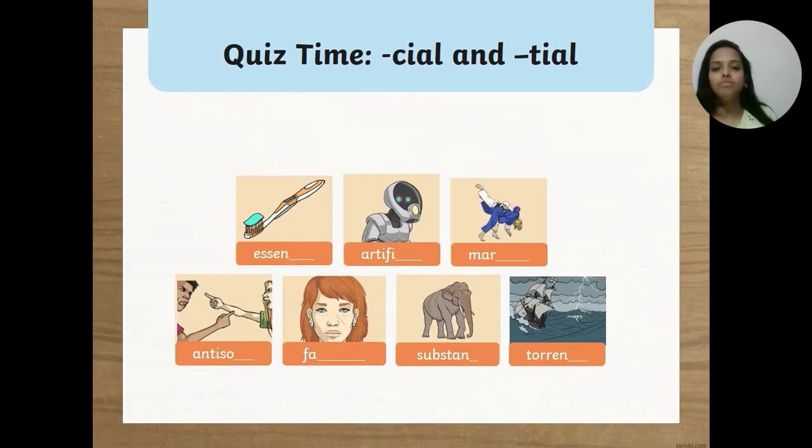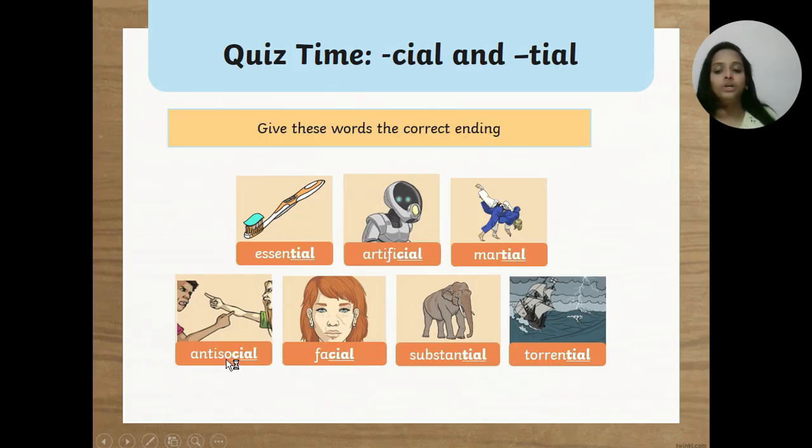And here is a quiz. You can just pause the video, try to identify by yourself whether it ends with TIAL or CIAL, and try to apply the consonant and vowel rule. Essential, artificial, martial, antisocial. Here essential is TIAL because N is a consonant. Artificial is CIAL because I is a vowel. Martial, R consonant, TIAL. Antisocial, again it's O, so CIAL. Facial, A vowel, so CIAL. Substantial, N consonant, TIAL. Torrential, N consonant, TIAL. Simple and easy, isn't it?